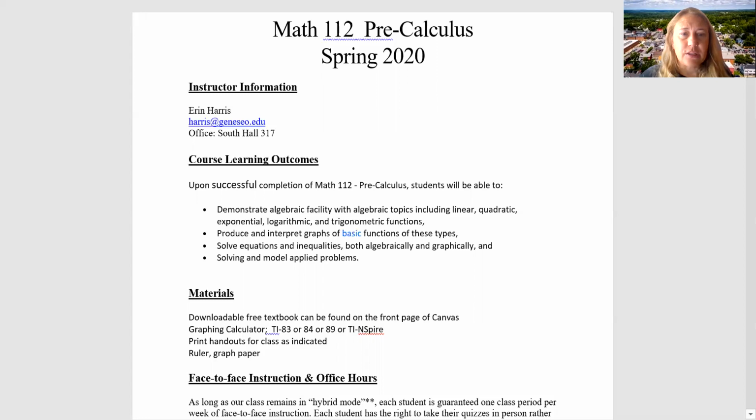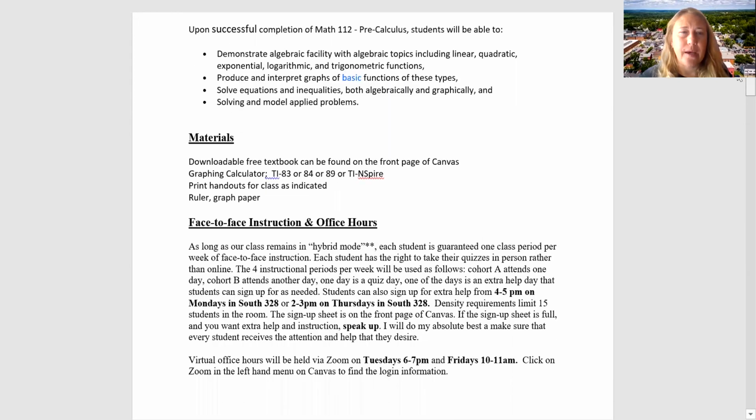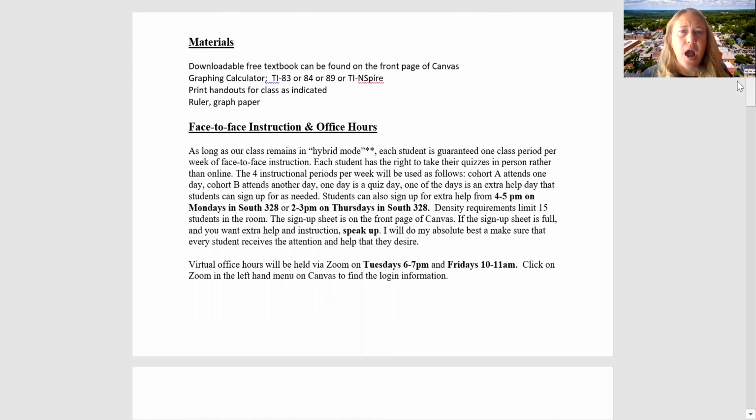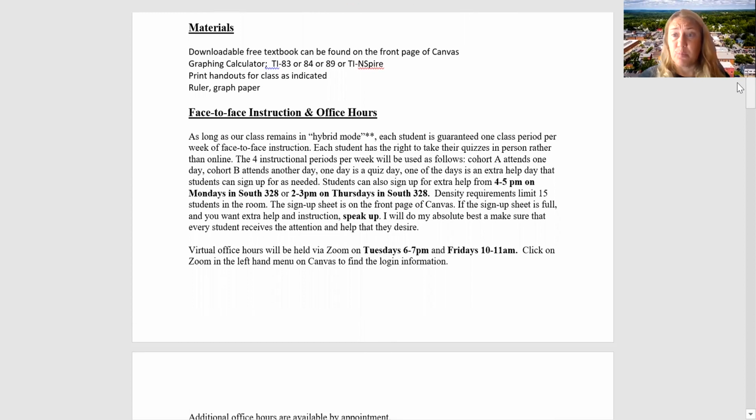So other things that I want to look at here, I sent you an email previously about materials. I mostly make my own materials. So due to the fact that I'm not making you purchase a textbook, then I'm not going to feel guilty about taking a pretty good bite out of your printing budget. Because when I make my own handouts, I'm going to suggest that you print those handouts. But the textbook will be on the front page of Canvas and it's free. I don't use it a ton though. Like I said, I prefer my own materials.